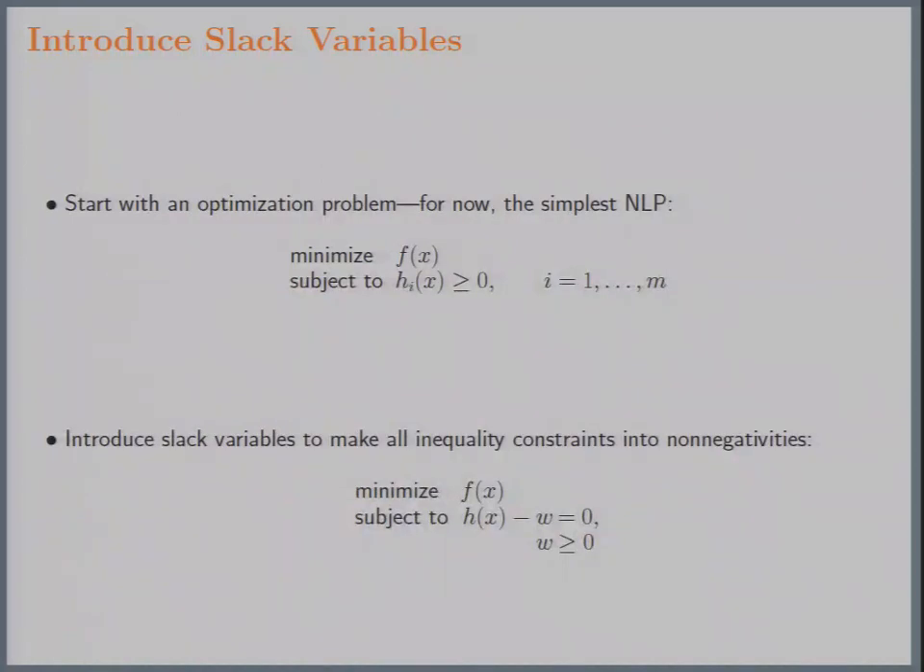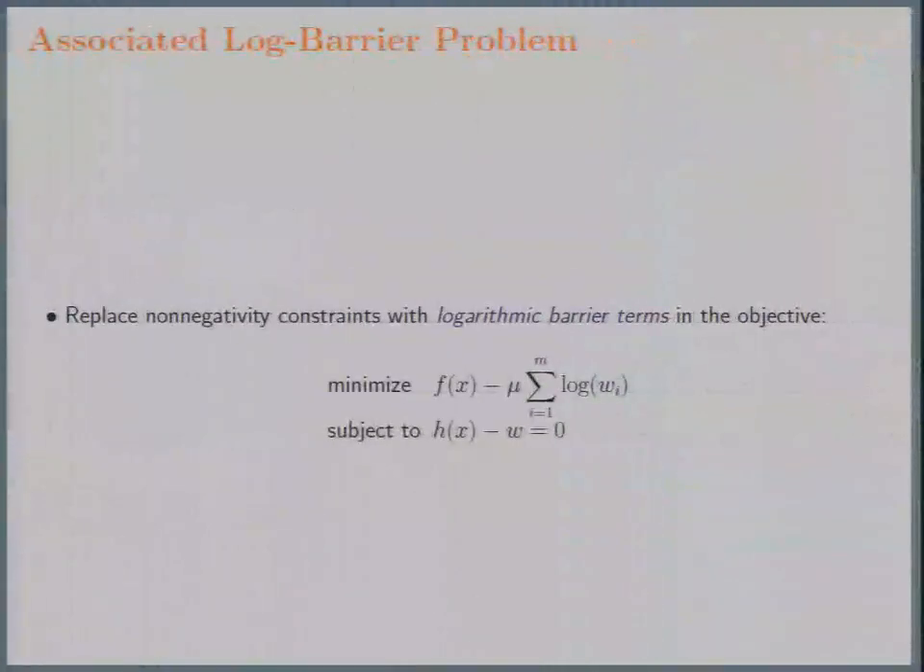And so I'm going to follow the same basic steps as before. First step was to replace inequality constraints with simply non-negative variables by introducing slacks or surpluses. I guess in this case it would make more sense to call them surpluses, but I call them slacks anyway. So that's the first step. The second step is to put those non-negative variables into the objective function as logarithmic barrier terms. So we subtract the sum of the logs of the w sub i's.